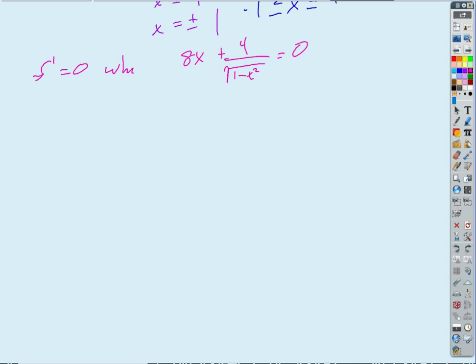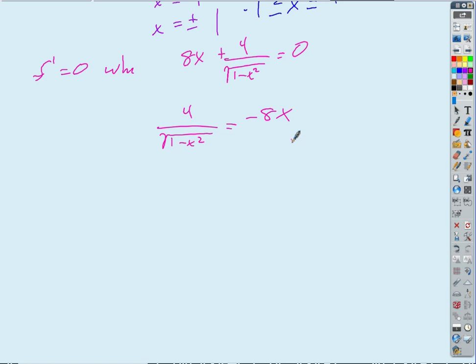Okay, move 1 to the other side. So let's just move this guy to the other side. So we get 4 over the square root of 1 minus x squared equals negative 8x. Now what? What can we do? Okay, we could cross multiply, but what's our goal when we're solving a radical equation? What step are we trying to get to next? Get rid of it. Okay, but how?